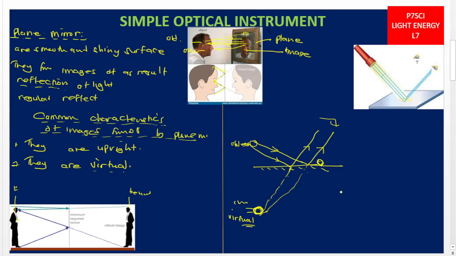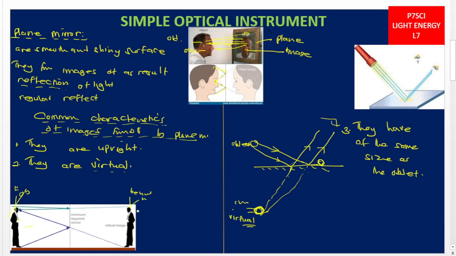Then characteristic number three: the images have the same size as the object. If the object is small, the image will be small. If the object is big, then this is our object, and this is our image, and the image will be big too. So they have the same size.